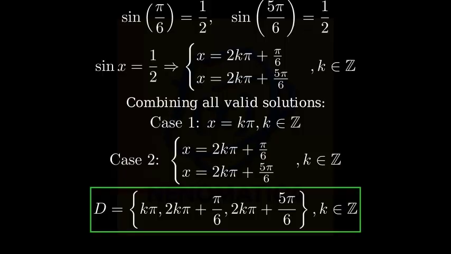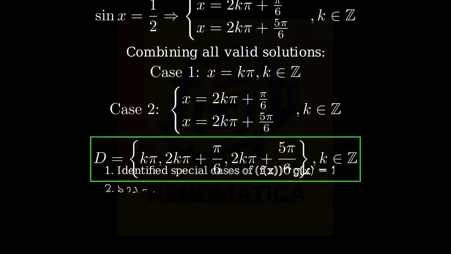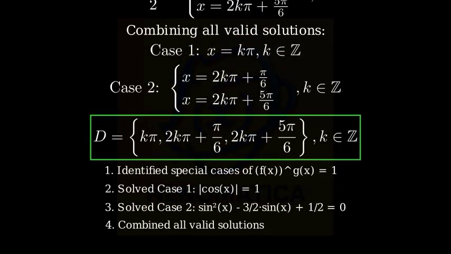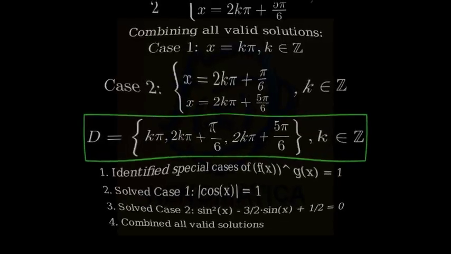To summarize, we've solved this complex trigonometric exponential equation by, first, identifying the special cases of the general form f of x to the g of x equals 1. Then, solving case 1, where the absolute value of cosine x equals 1. Next, solving case 2, where the exponent equals 0, which led to a quadratic equation in sine x. Finally, combining all valid solutions to get our complete answer.